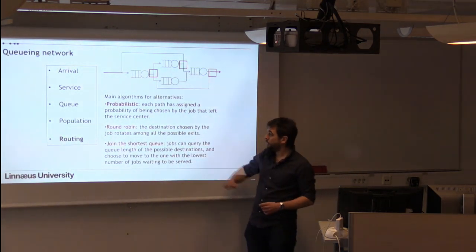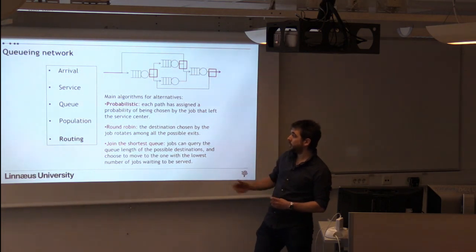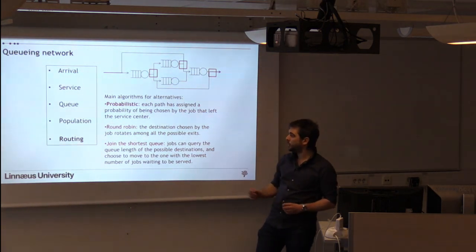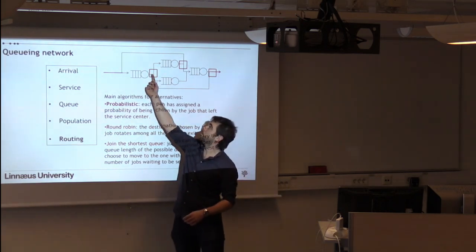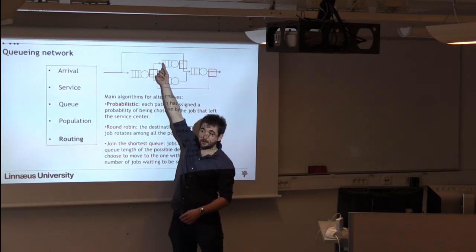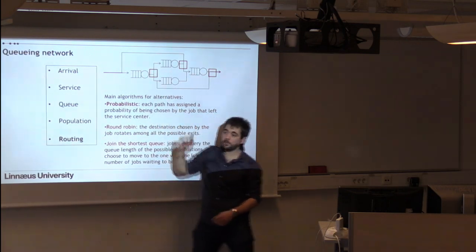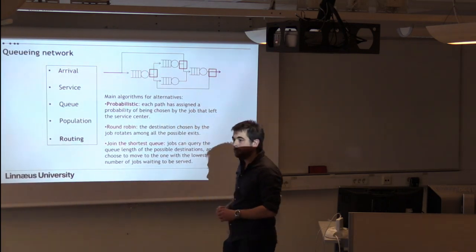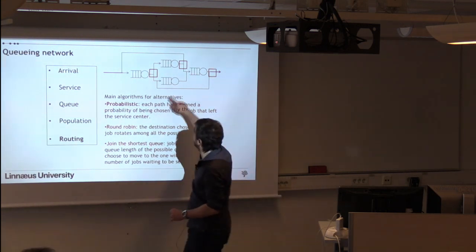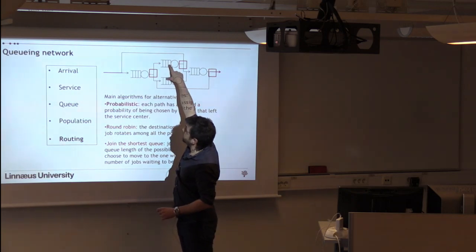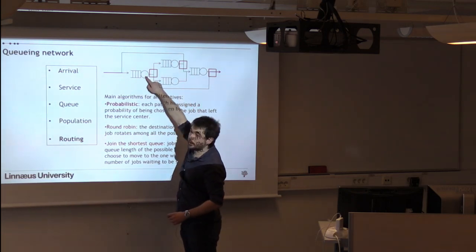Could be round robin, in which the destination is chosen by the job rotating among the possible exits. So the first job goes here, the second here, the third there, the fourth down. For the probabilistic one, does it randomly pick which one it goes to according to the probability? Yeah, random. There's no ordering.